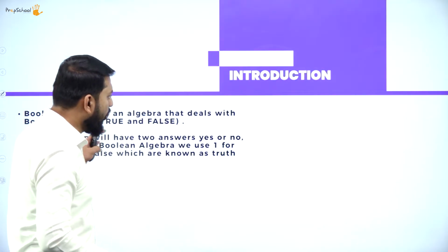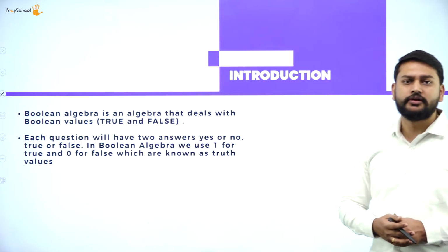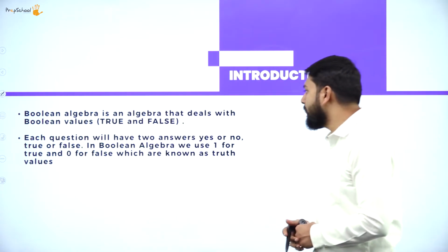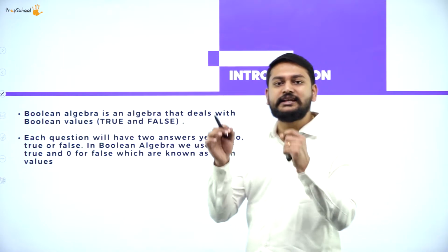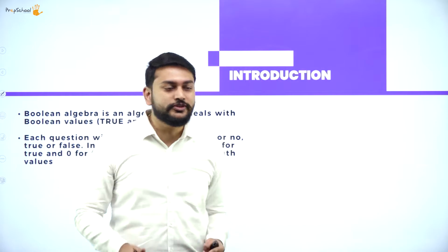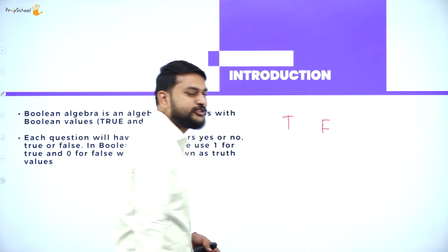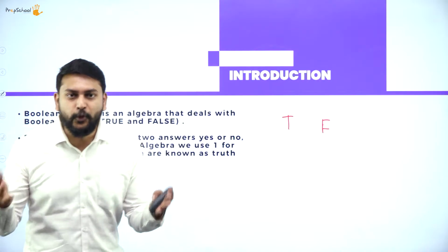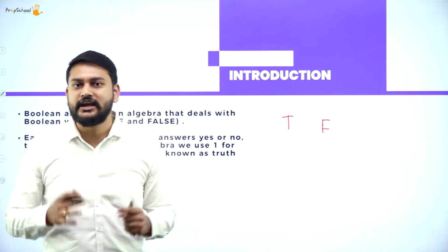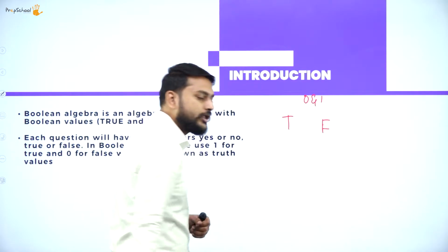So guys, what exactly is Boolean algebra all about? When it comes to Boolean algebra, please make a note of it. It mainly deals with values that are true or false. So what is true, what is false? Boolean, in the sense, the first thing that comes to our mind is 0 and 1, zeros and ones.